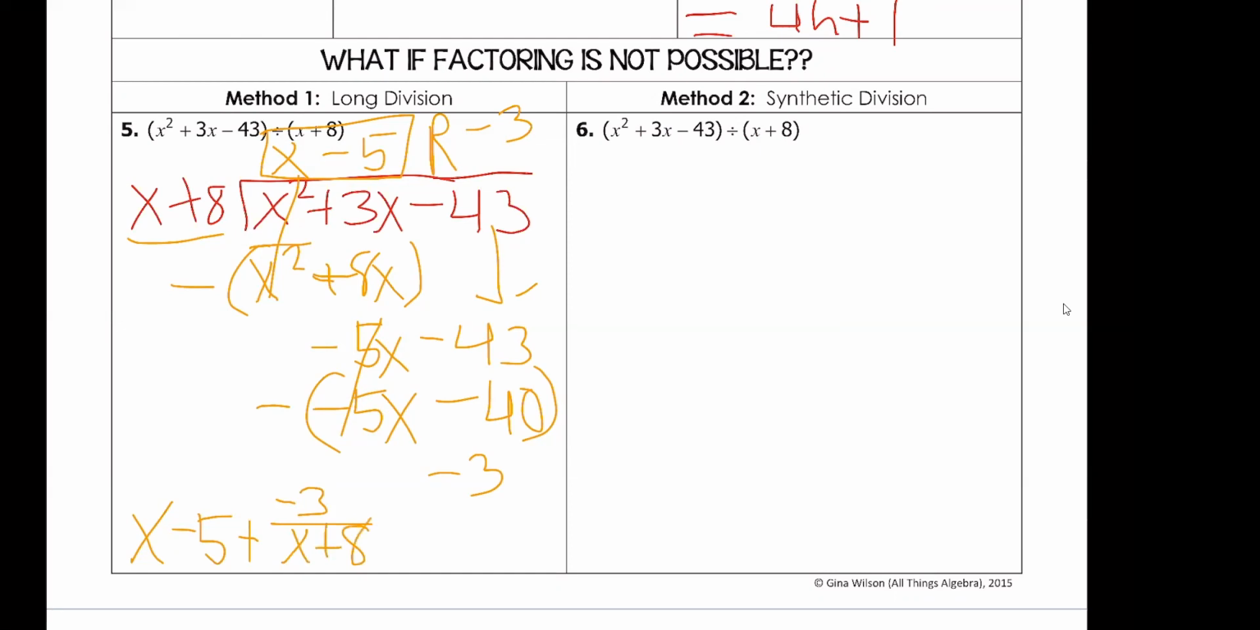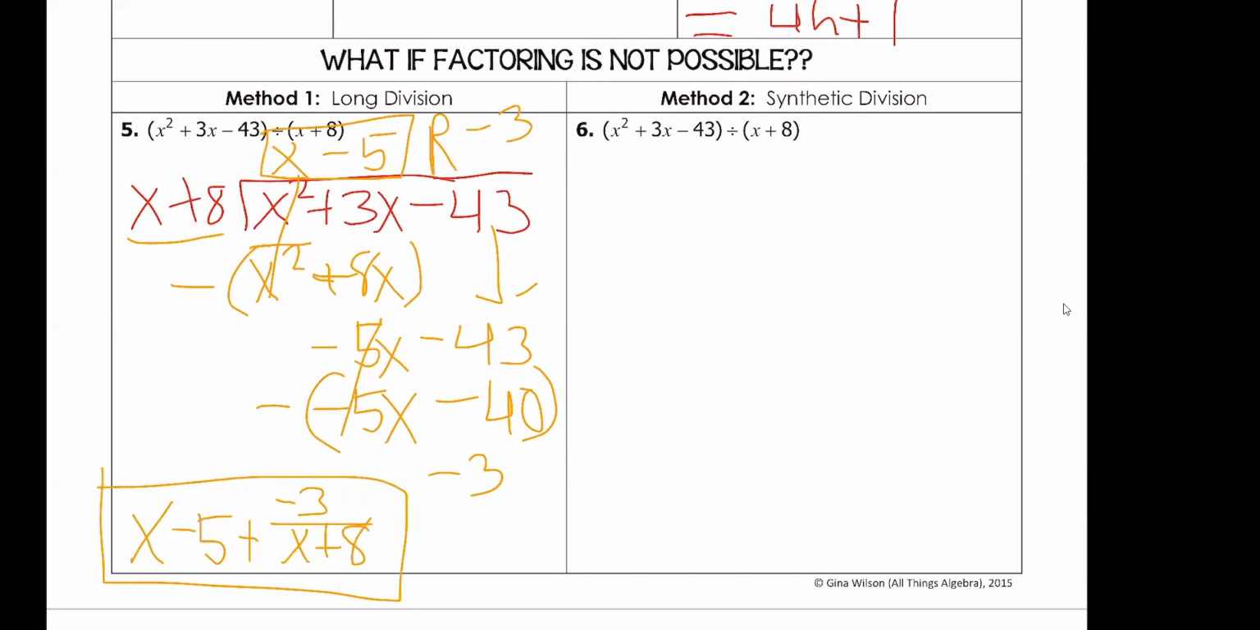Technically that -3 is still being divided by that x plus 8, so we couldn't simplify it at all. A lot of times if you have a remainder, you're going to keep it over your divisor, what you're dividing the problem by. I believe in Delta Math, this is how they would want you to write your answer if you have a remainder. Whatever you have is your remainder.